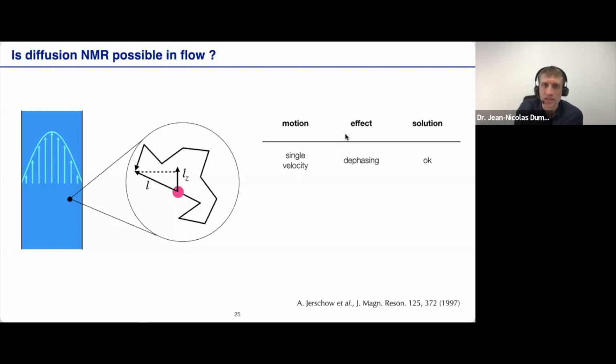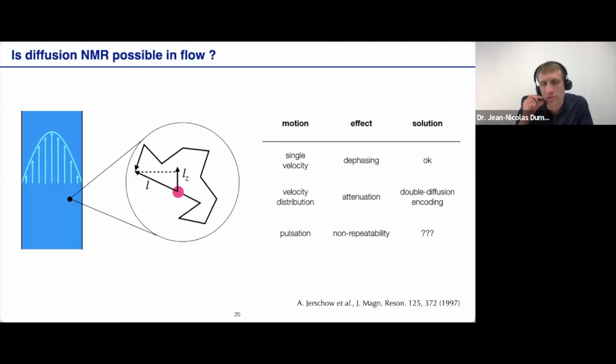So we've seen in the introduction that if there is a single velocity, then there's a global dephasing, and that's okay. Now, if there's a distribution of velocity, then that results in a signal attenuation. And one possible solution is to use double diffusion encoding. So to use 2 diffusion encoding blocks instead of 1, and that should compensate for the effect of velocity while the effect of diffusion is cumulative. That was described in the case of diffusion NMR by Jerschow and Müller in the late 90s.